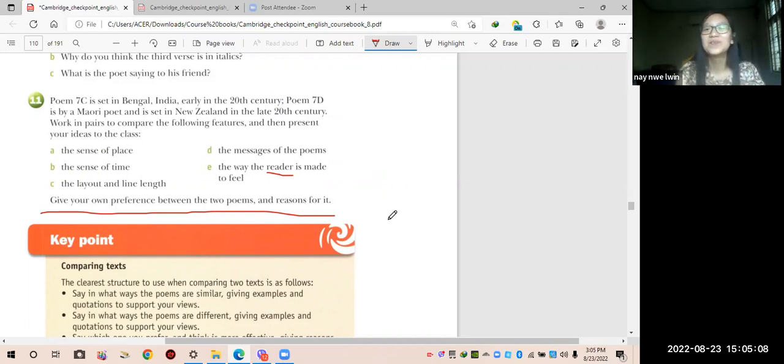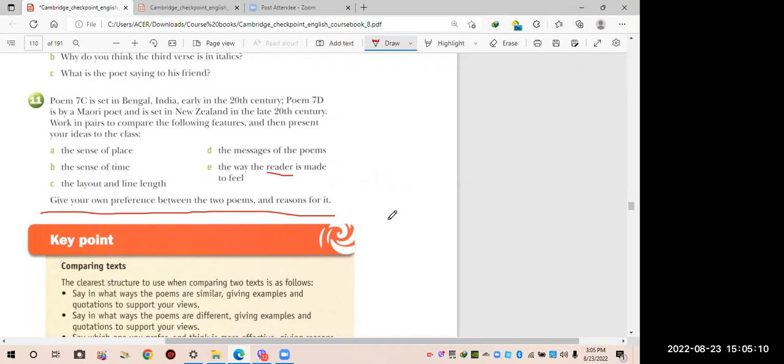I prefer the banyan tree as well because it's more dramatic and more depressing compared to the Friend one. I did not understand the Friend poem very well because it's kind of complicated. The banyan tree is easier to understand and easier to read and feel their feelings.